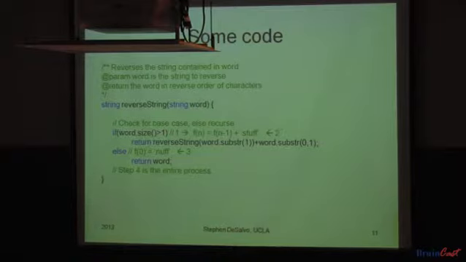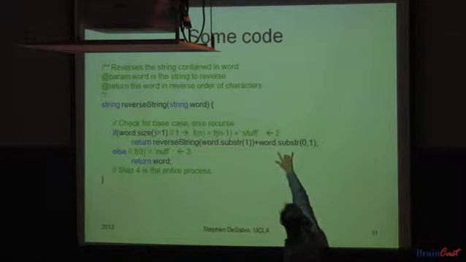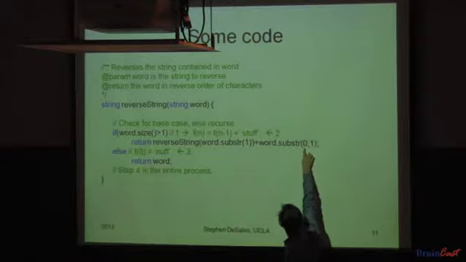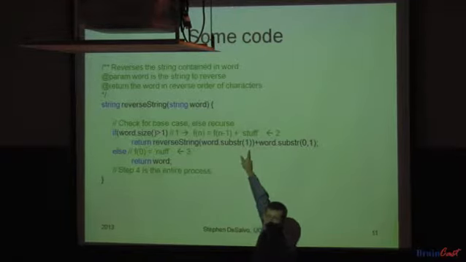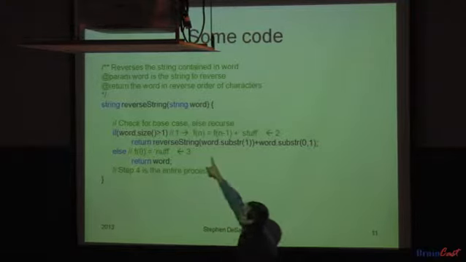So here's an example which specifically outlines the different cases. So let's see. Check for base case, else recurse. Okay, so if word.size is bigger than 1, so if you have a word consisting of at least 2 characters or more, then apply the recursion step, which is take the substring consisting of exactly 1 character starting at index 0, append it to the reversal of the string with starting the smaller strings consisting of all of the characters starting at index 1 to the end. So that's a strictly smaller string.